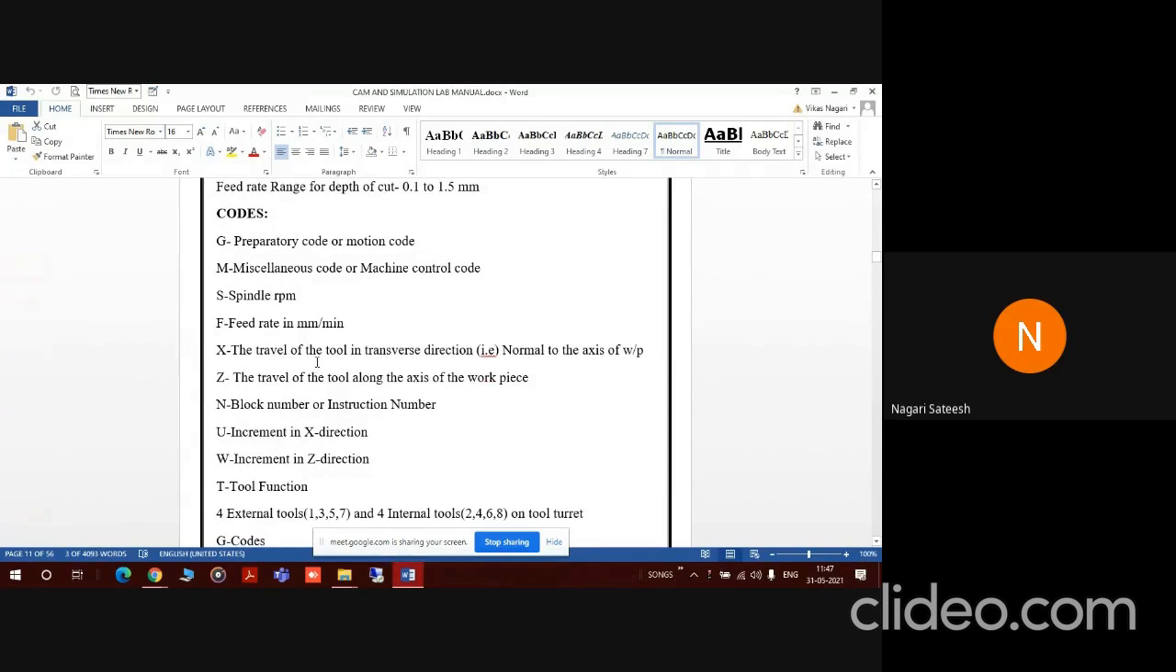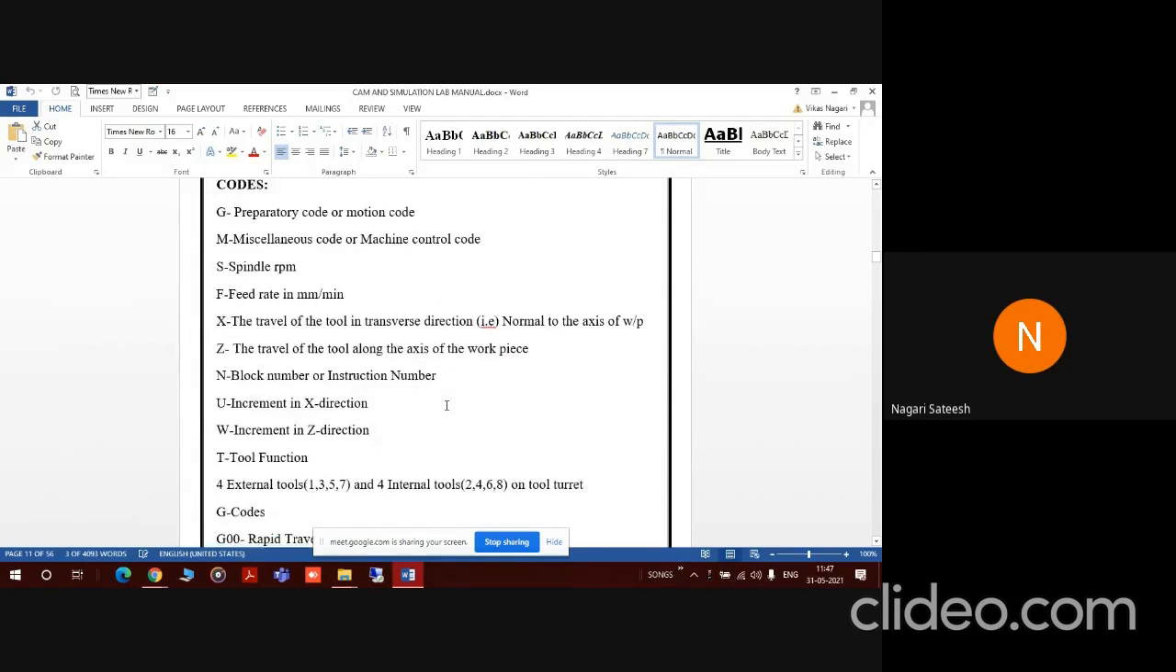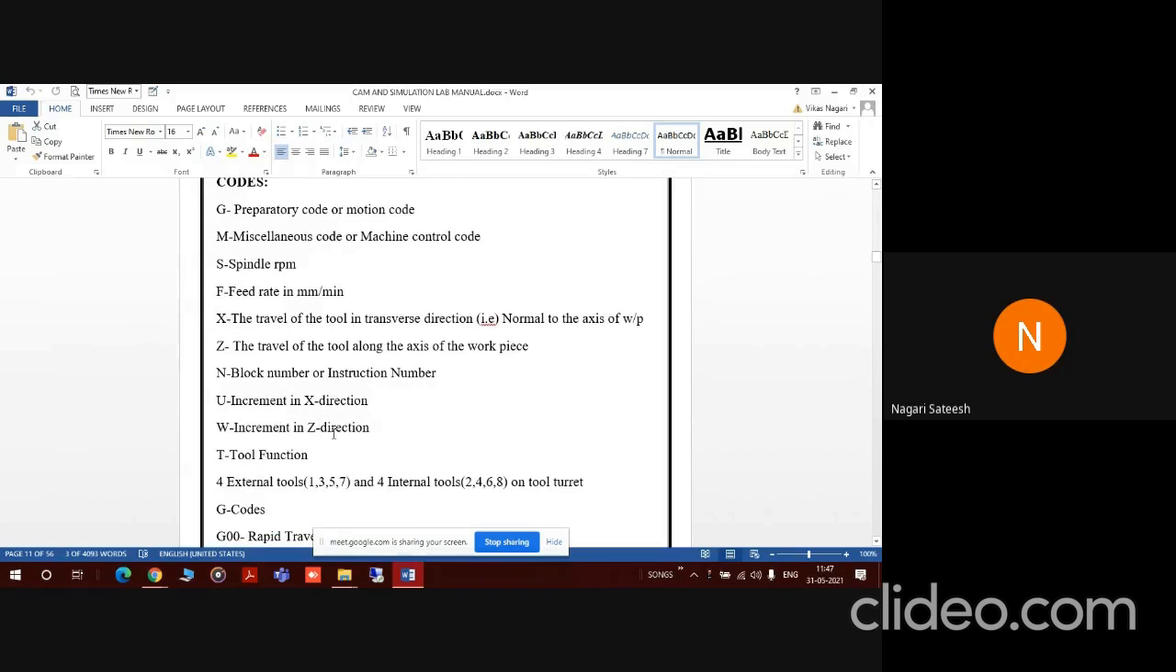X is the travel of the tool in the transverse direction, that is normal to the axis of the workpiece. Z is the travel of the tool along the axis of the workpiece. In this direction, Z motion. In this direction, X motion. N is the block number or instruction number. U is the increment in X direction. W is the increment in Z direction. So U with respect to X, W with respect to Z. There is no V because your lathe is a two-axis machine, X and Z only. No V. T is the tool function.